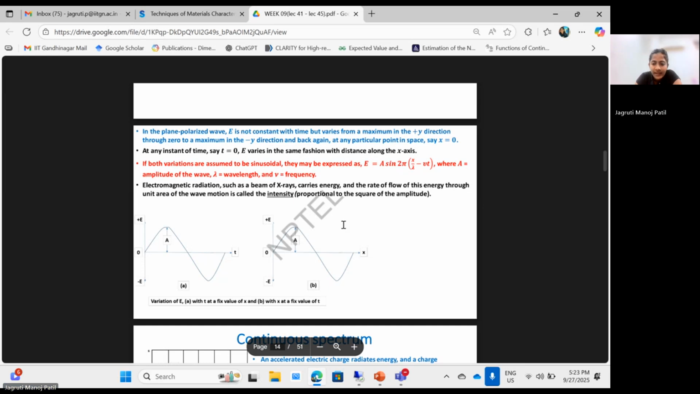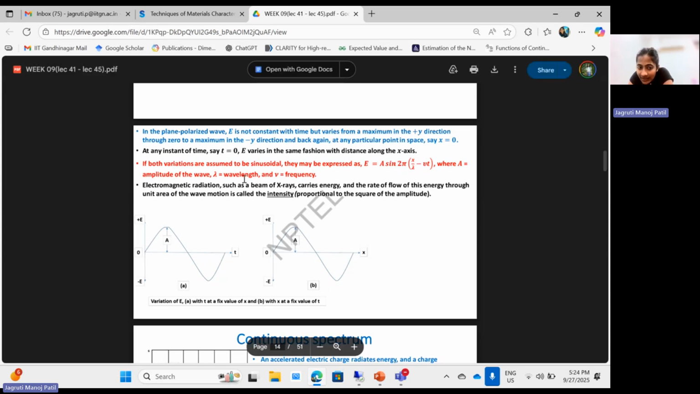And then if you have a plane polarized wave, this is not constant, but it will vary with time. It will go to a maximum in the positive y direction and a minimum in the negative y direction, back again, and then at x equals 0. At any instant of time, say t equals 0, it will vary in the same fashion with respect to distance as x does. Okay, so we do assume both variations are sinusoidal. So if you see both variations, of t with a fixed value of x, or x with a fixed value of t, then you can define the electric field as sinusoidal.